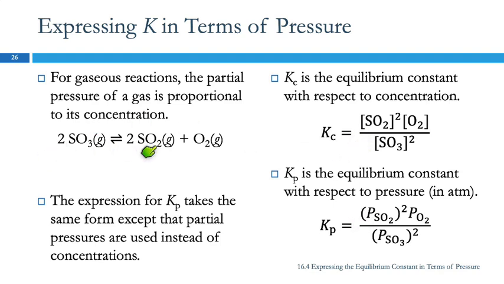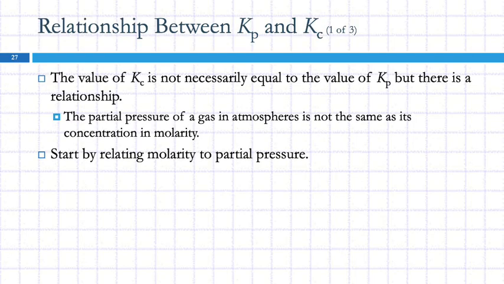So for this one, we've got SO2 squared times O2 divided by SO3 squared. In terms of concentration, it's all the same things, same exponents, but it's partial pressures. So the values of Kc and Kp are sometimes the same, but not always. But there's definitely a relationship between them. So the partial pressure of a gas in atmospheres is proportional to the concentration in molarity, but it is not the same. So let's look at that relationship.